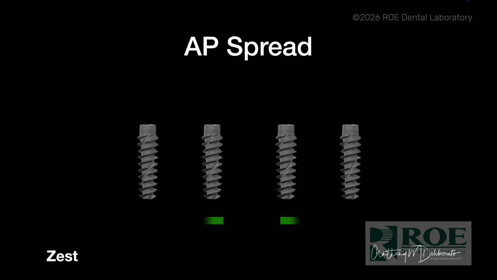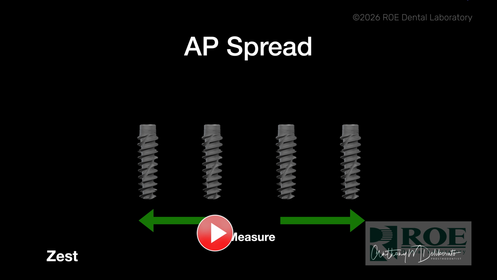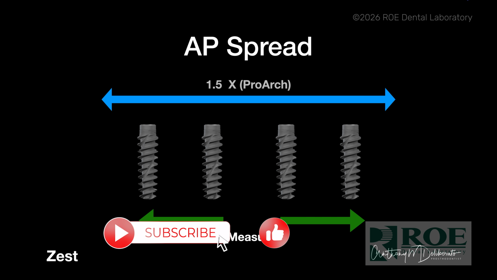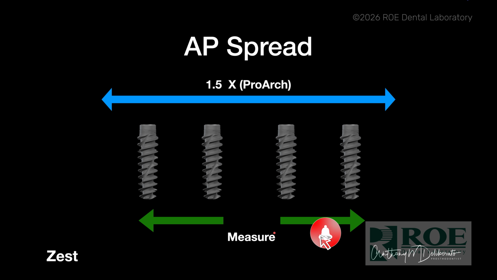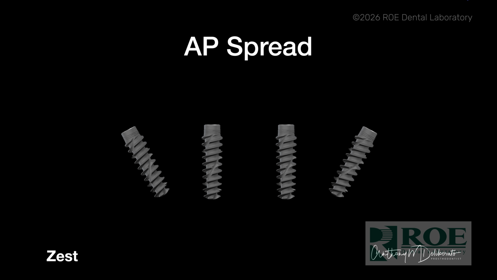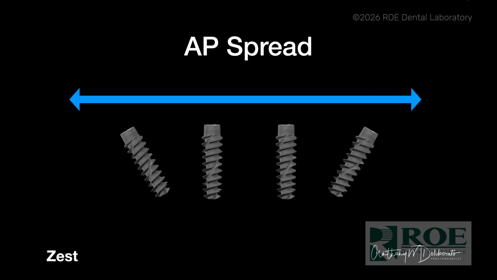Okay, so first let's talk about AP spread. AP spread is determined by measuring the most anterior implant and the distance to the most posterior implant. With a traditional screw-retained, pro-arch, or hybrid type of restoration, we can go up to 1.5 times the AP spread. Now, in order to increase that AP spread, we can angle the implants.